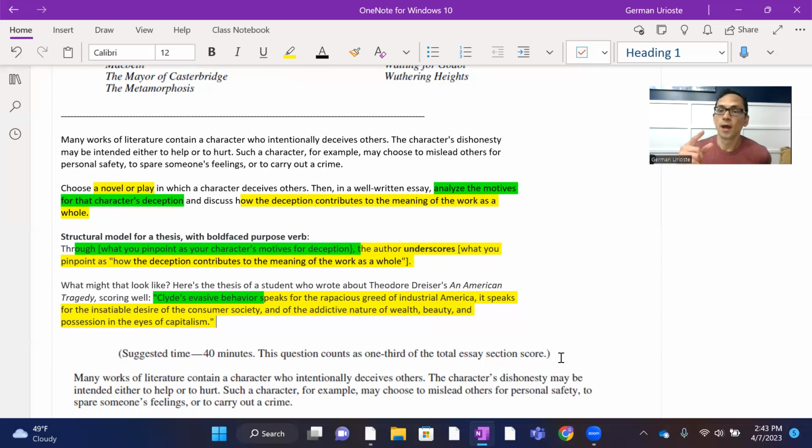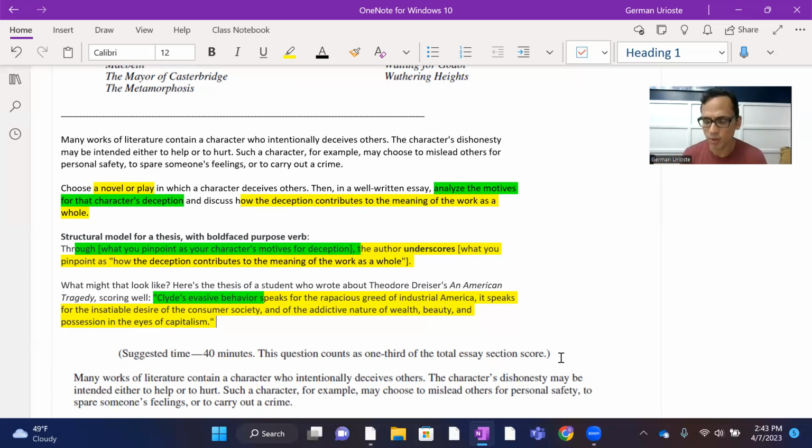Now, as we've said before, mantra AP, reward students for what they do well. This thesis is a little wordy. However, clearly, this character has a sound thematic focus, the idea that my thematic claim is going to be about greed in an industrialized, consumerist, capitalistic world, and the addictive nature of wealth and beauty and so on, right? Is it wordy? Yeah, it's a little bit wordy. But again, it's clear what this writer's going to articulate in the subsequent paragraphs. And the subsequent paragraphs did that quite well, right?